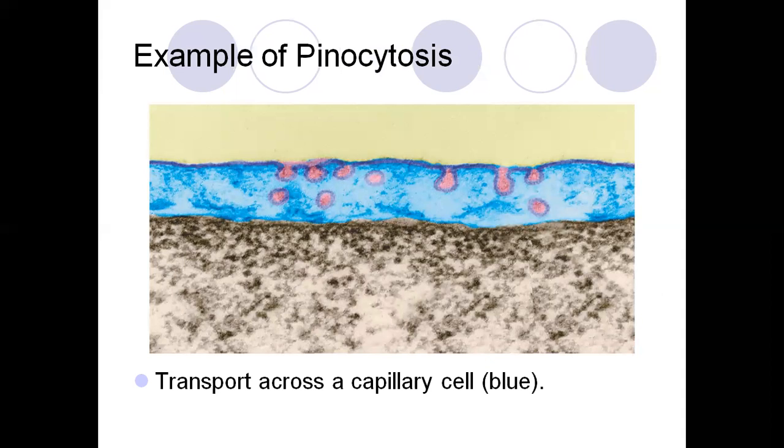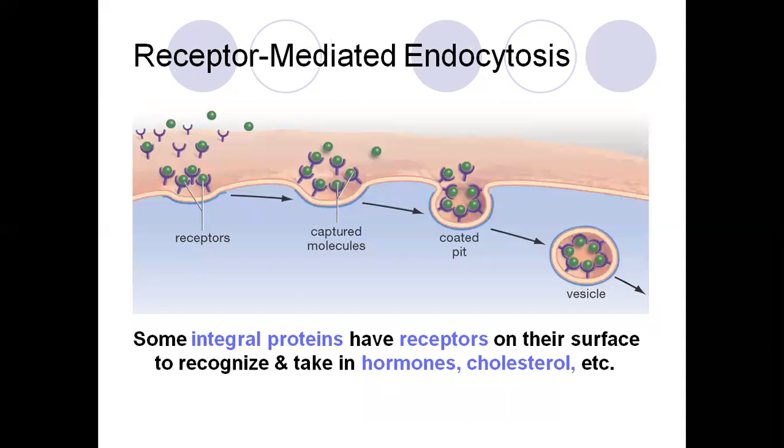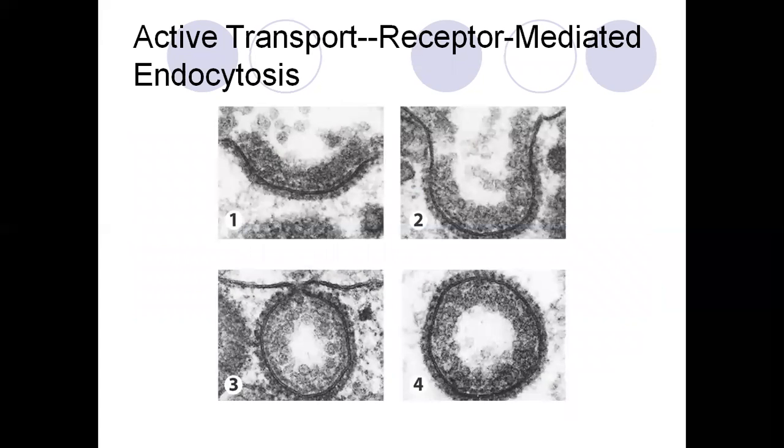Pinocytosis also transports material across capillary cells, shown in blue. Receptor-mediated endocytosis means some integral proteins have receptors on their surface to recognize and take in hormones or cholesterol. This picture indicates receptor-mediated endocytosis, which is given in the picture.